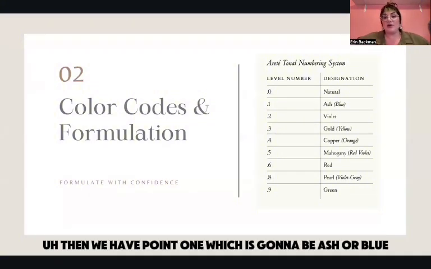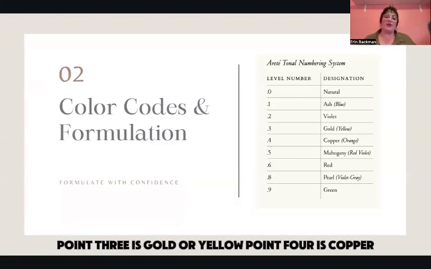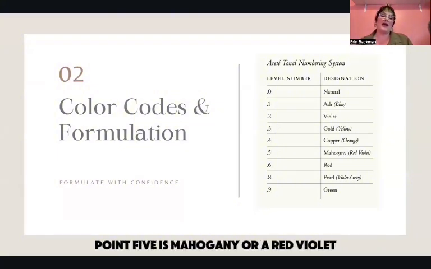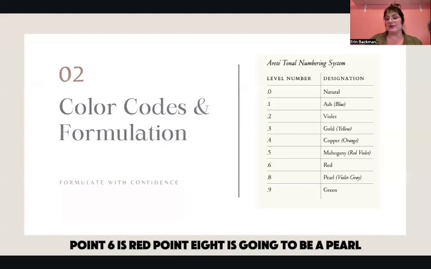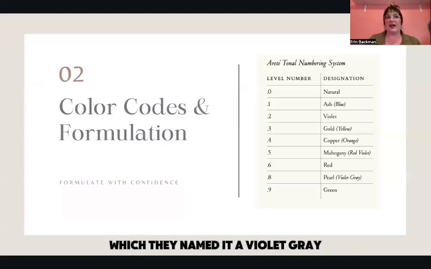Then we have 0.1, which is going to be ash or blue. 0.2 is going to be violet. 0.3 is gold or yellow. 0.4 is copper. 0.5 is mahogany or a red violet. 0.6 is red. 0.8 is going to be a pearl, which they named a violet gray. And then 0.9 is green.